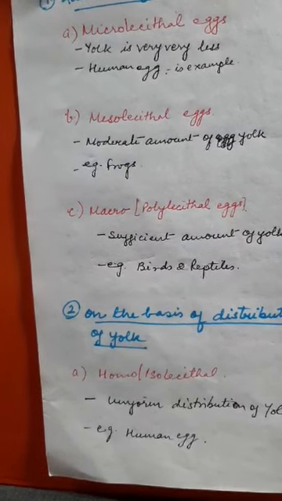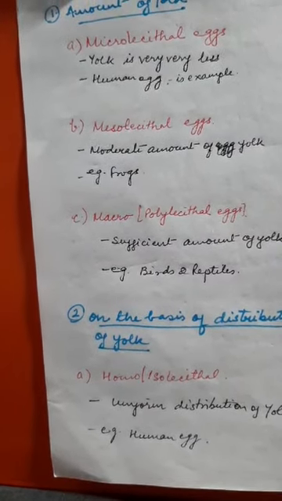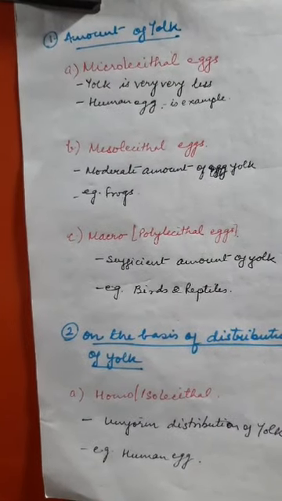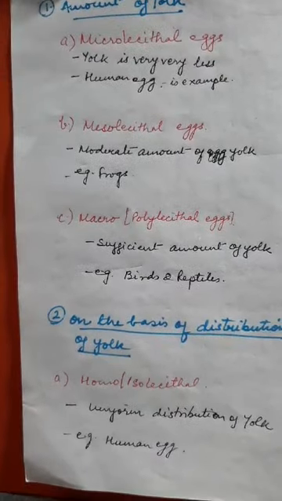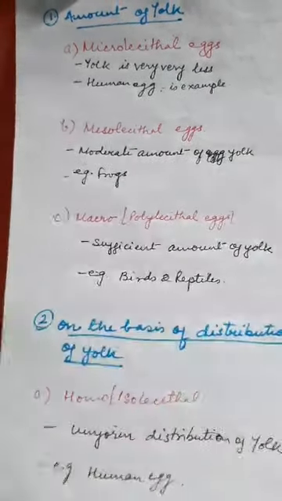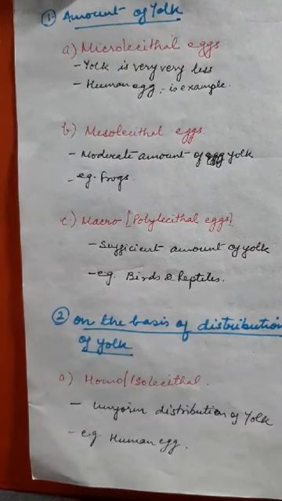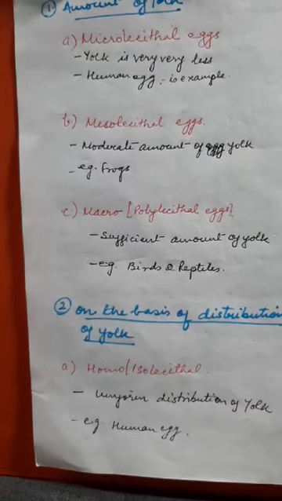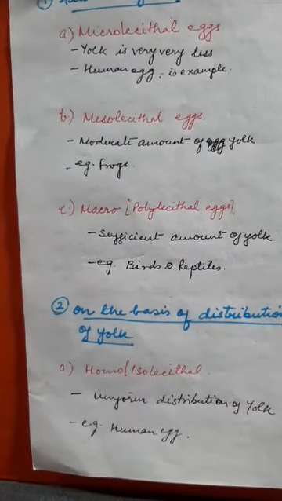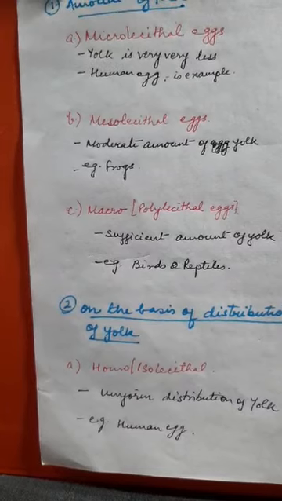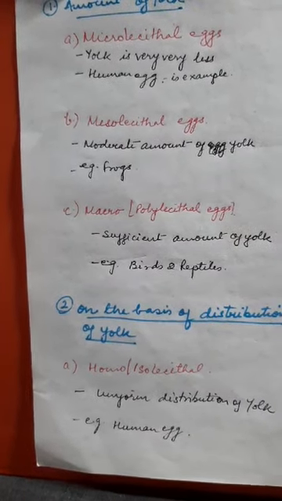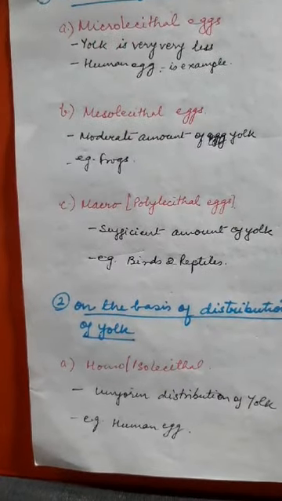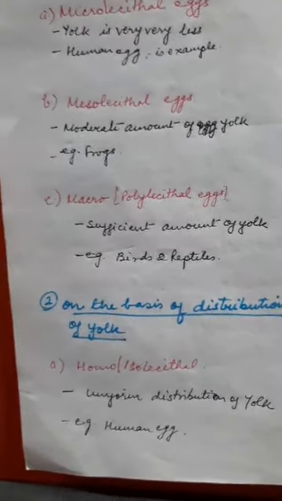Microlithial eggs, yolk is very less. It is seen in human eggs. Yolk content which is present, it is actually the nutritive tissue. So because nourishment is provided by the mother to the fetus by placenta, so less yolk content can be adjusted. And if no sufficient material is present in the egg, there has to be some kind of supply from the maternal tissue to the fetus. So we have that less yolk can be adjusted in case of microlithial eggs, and the example is human eggs.